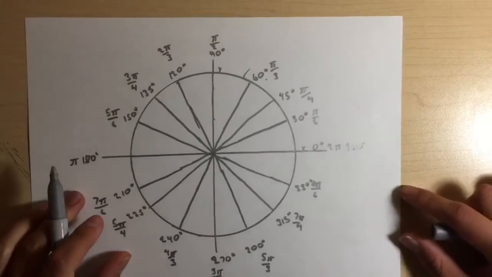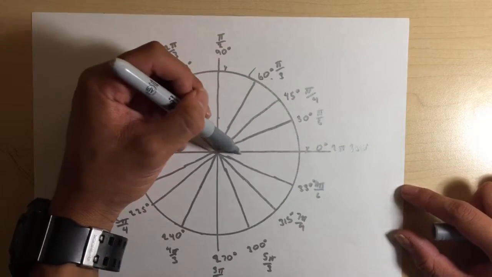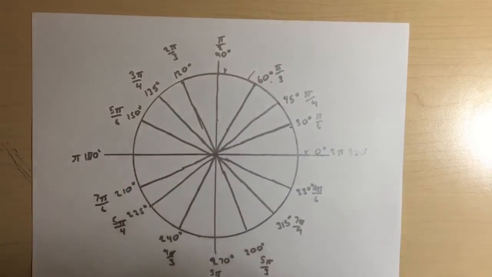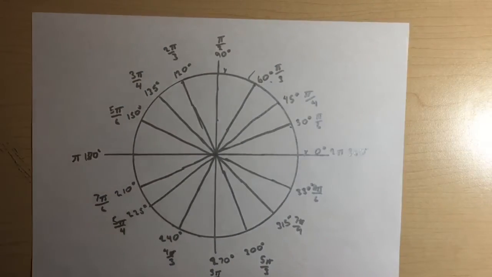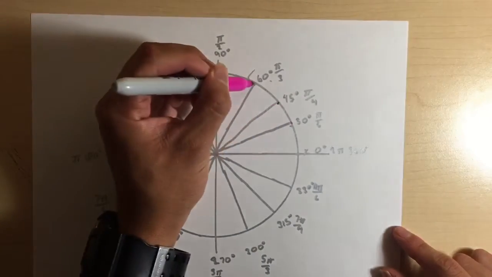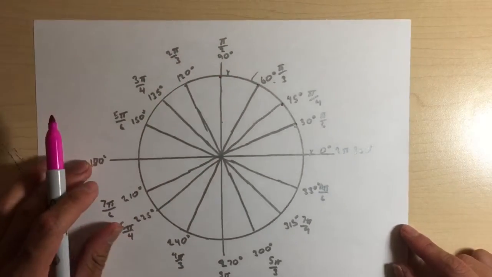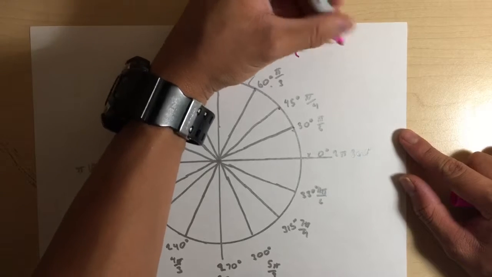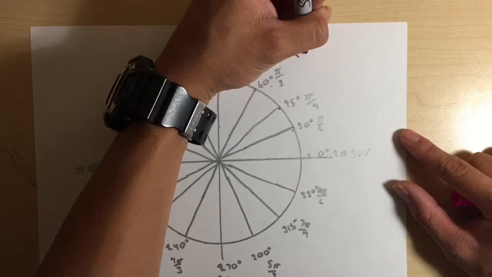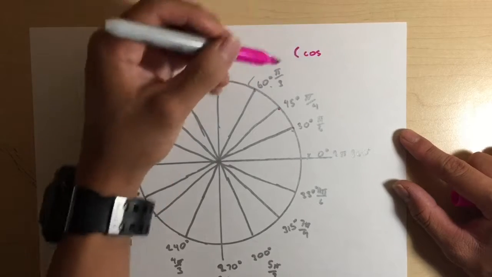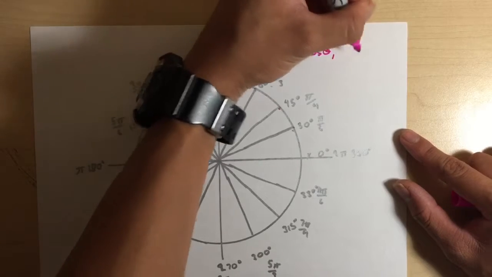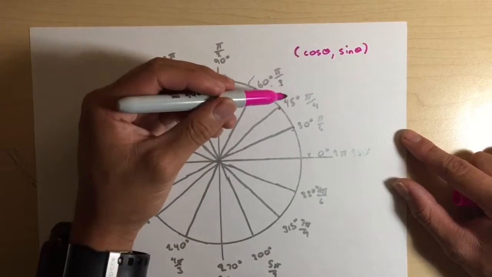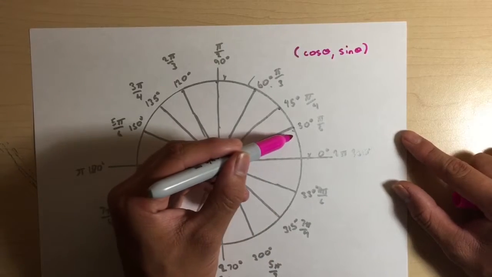So after we've solved for each of these angles, theta, now we could start finding the points that each one of these lies on. So the point right here, here, here, here, and so on. Remember that earlier in the video, x equals cosine theta and y equals sine theta. So using this information, we could determine the coordinates.